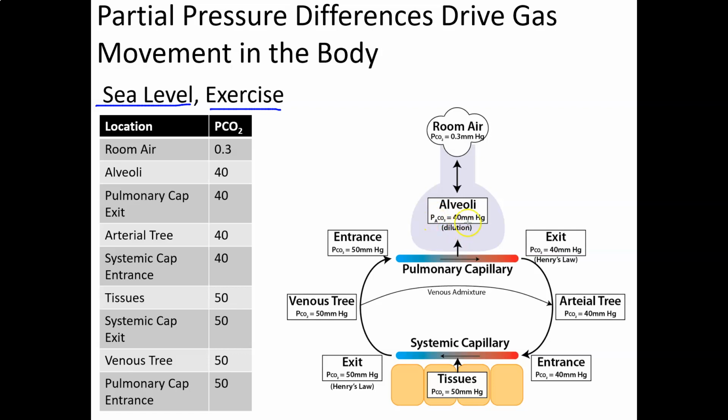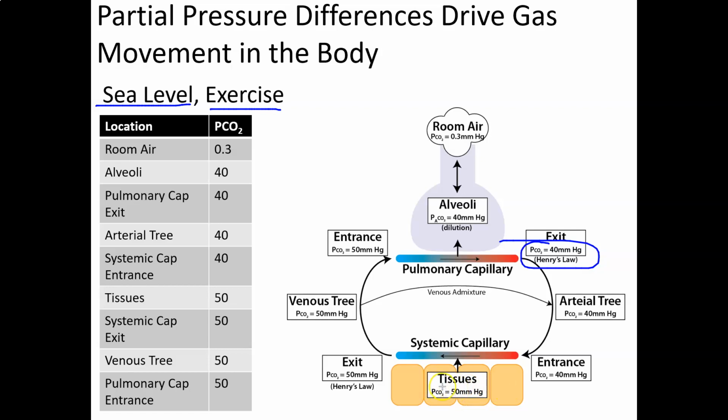The alveolar CO2 is the same as we saw at rest. And again, that's because of the hyperpnea that keeps CO2 levels normal. When it exits, it's at 40, right? 40 because of Henry's law. As it travels to the arterial side and through the systemic capillaries, we have a slightly different situation now.